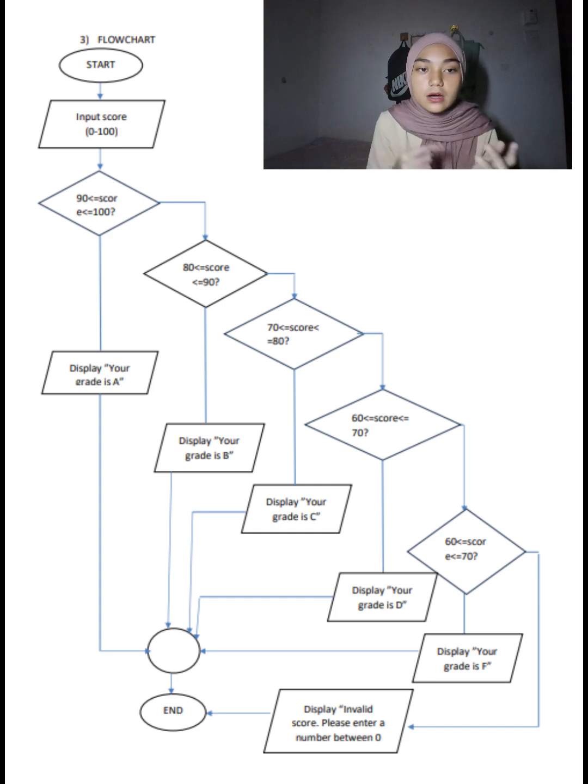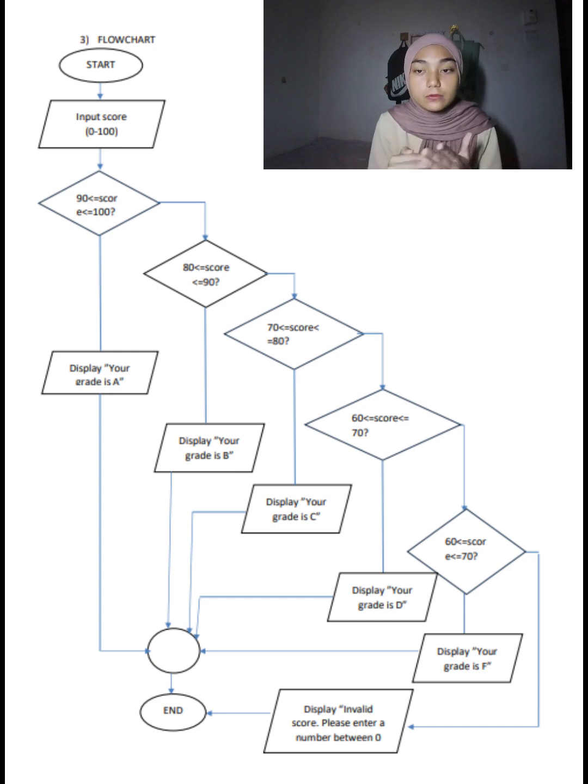So first, we start with the start node and then input score. The user is prompted to input a score between 0 and 100. And then check score range 90 to 100. If true, the grade is A and the process ends, and if false, the flowchart moves to the next step. If the score range is 80 to 90, if true, the grade is B and the process ends.